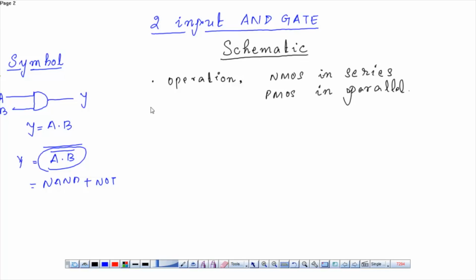So the obtained output will be A dot B whole bar. If we place the NMOS in series and the PMOS in parallel, then certainly we will obtain the output A dot B bar. Then we have to place another inverter in order to obtain the final output, that is A dot B, the AND gate.